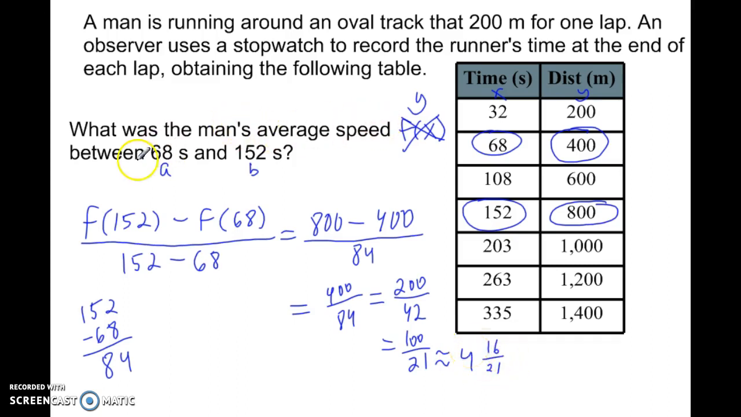What is this asking for here? What was the man's average speed? So this would be meters per second. So this would be 4 meters, almost 5 meters per second. So 4 and 16 21sts meters per second. So if we want to think about this in real world terms, that's what his average rate of change was. Because it looks like he was going at different speeds, right?